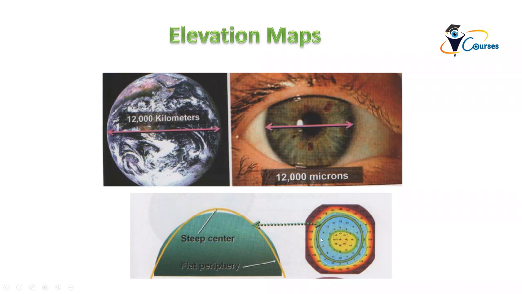So the cornea is steep in the center. That's why the central area of the cornea has more plus values and more hot color. And the periphery of the cornea is more flat, so it is depressed from the best fit sphere. That's why it is represented by this cold color, this blue color. This represents the depression of the cornea in comparison to the best fit sphere.